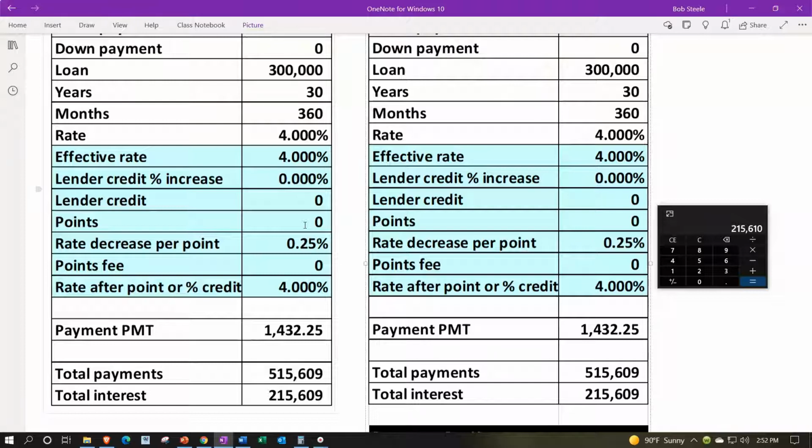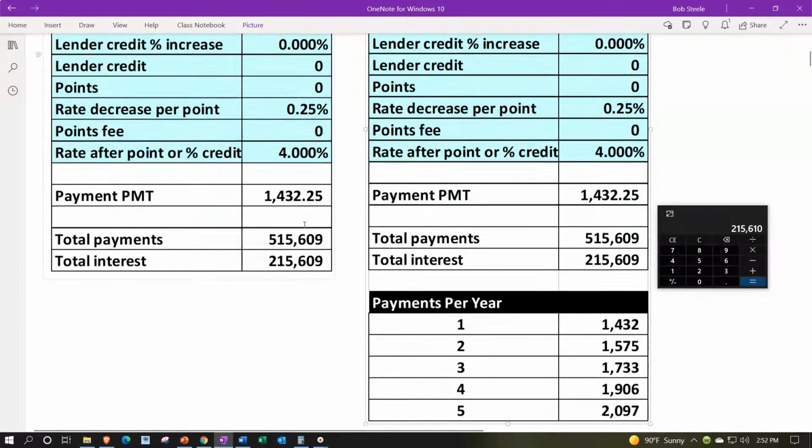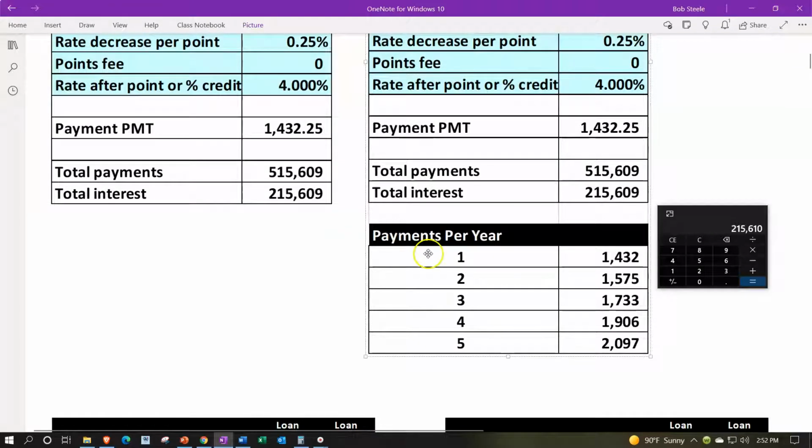You could do the same with a lender credit and start looking at different scenarios where you expect to pay off the loan earlier, even though you're taking out a 30-year loan. So in the second scenario, we're going to be saying that we're going to increase the payments by 10% on each of the years after year one.